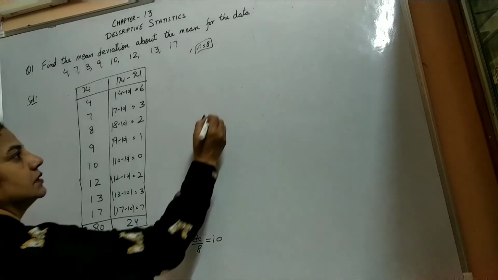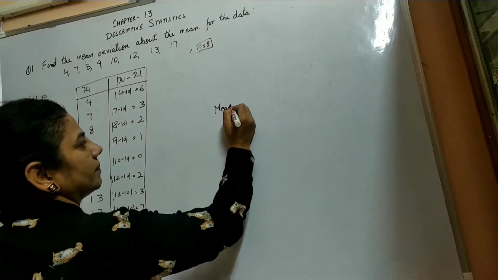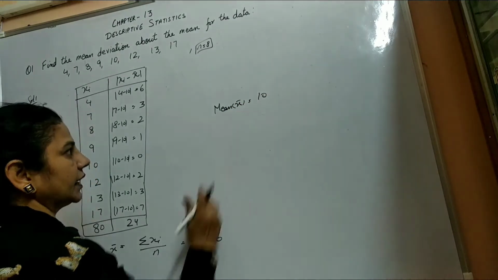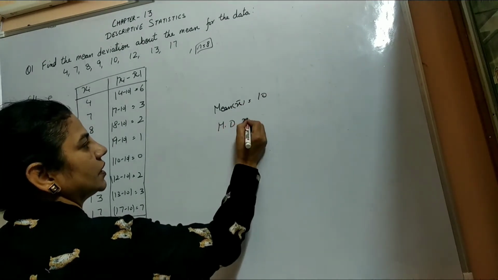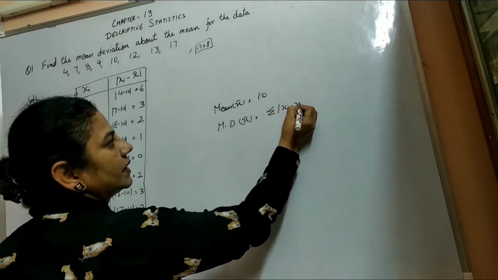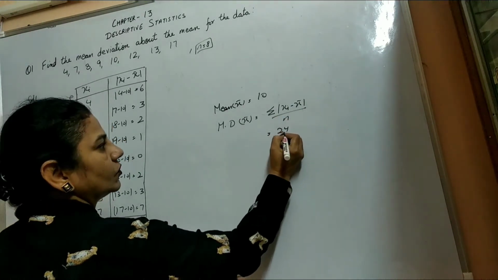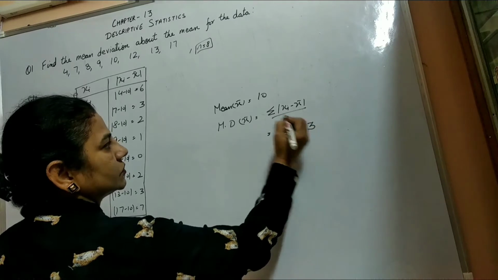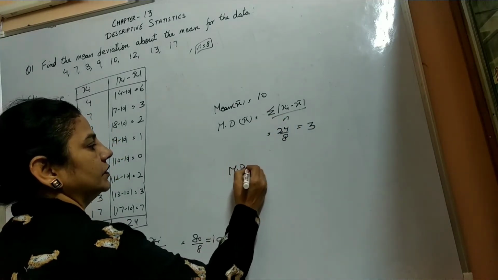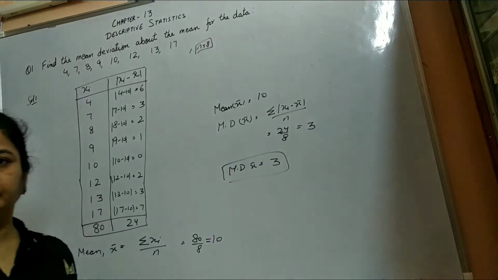That means sigma |xi minus x bar|, mean is 10, we have already calculated. So mean deviation about mean is given by sigma |xi minus x bar| upon n, which is equal to 24 upon 8. So mean deviation about mean is 3. This is my answer.